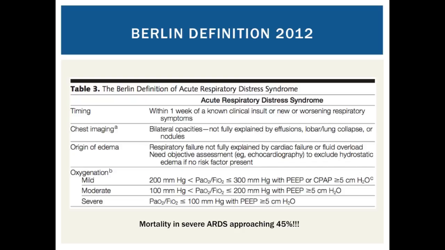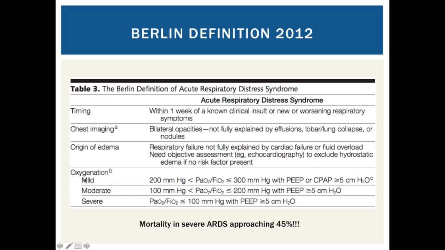So, the Berlin definition in 2012, you can read here. I'm not going to go into super intense detail, but you can see here the timing is 1 week to the symptoms. Chest imaging demonstrates bilateral opacities not explained by something else. The origin of the edema, this is a good distinction, is not fully explained by cardiac failure or volume overload. So you can have concomitant volume overload and ARDS, but you just want to make sure that the airspace disease is not from the heart failure only.